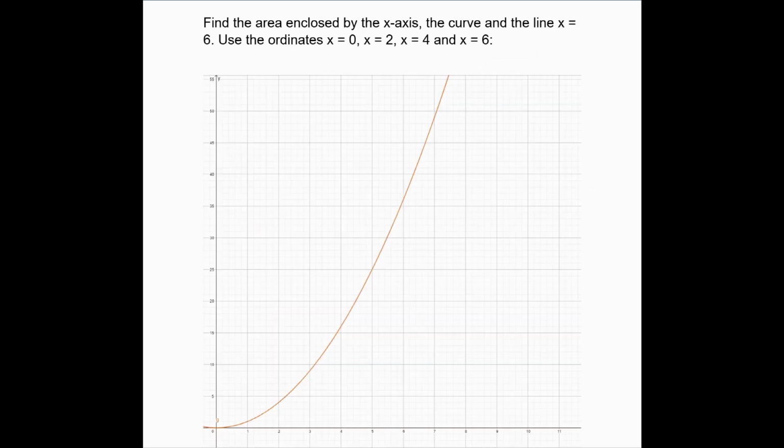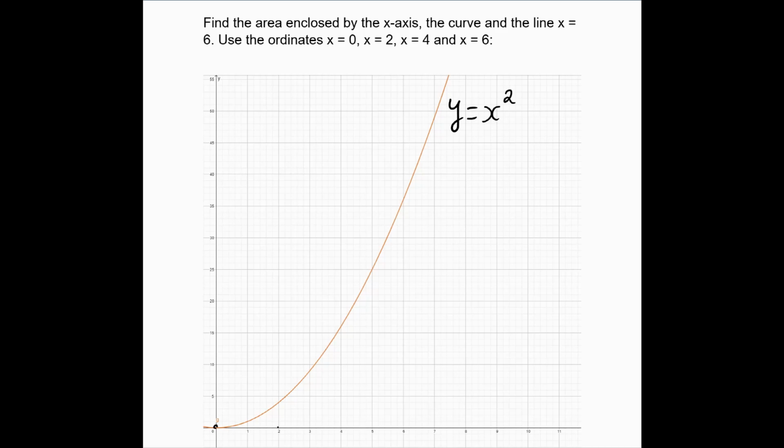The trapezium rule is used to approximate the area underneath a curve. This curve is the curve y is equal to x squared. So as we can see, when x is equal to 1, y is equal to 1 squared, which is 1. When x is equal to 2, y is equal to 2 squared, that is 4. When x is equal to 3, y is equal to 3 squared, which is 9, and so on. What the question is asking us to do is to find, or approximate, the area between the x-axis, the curve, and the line x equals 6.